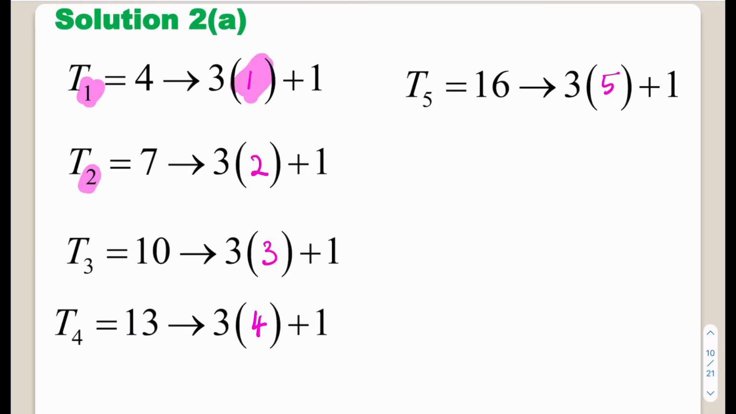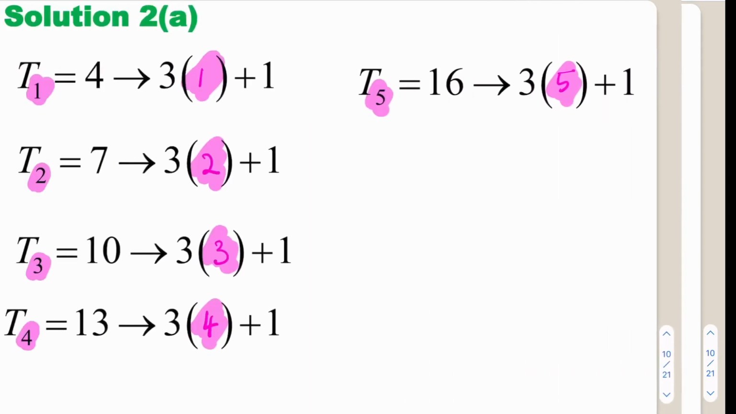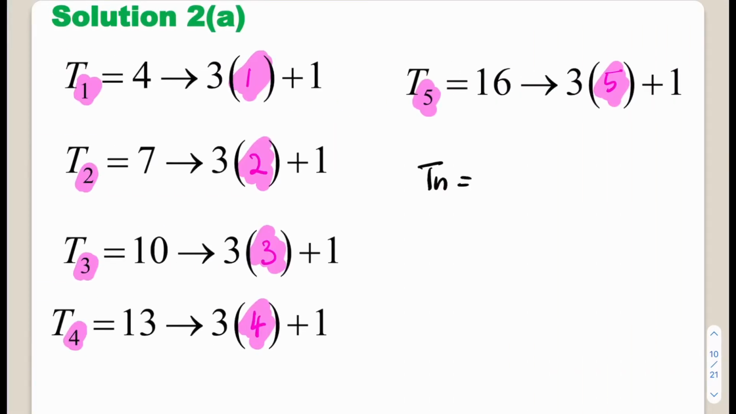For T2, 3 multiplied by 2 plus 1. T3 is 3 multiplied by 3 plus 1. T4 is 3 multiplied by 4 plus 1. T5 is 3 multiplied by 5 plus 1. So, in general, Tn equals to 3n plus 1.